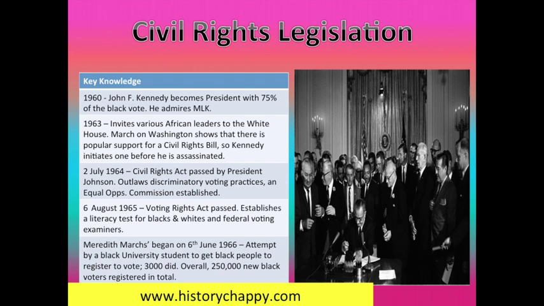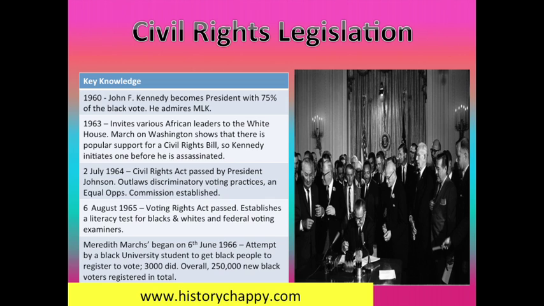There was some key legislation passed in regards to civil rights. If you're going to learn about two of them, you need to know about the 1964 Civil Rights Act, passed by Lyndon B. Johnson, which outlawed discrimination in regards to ethnicity, disability and gender.